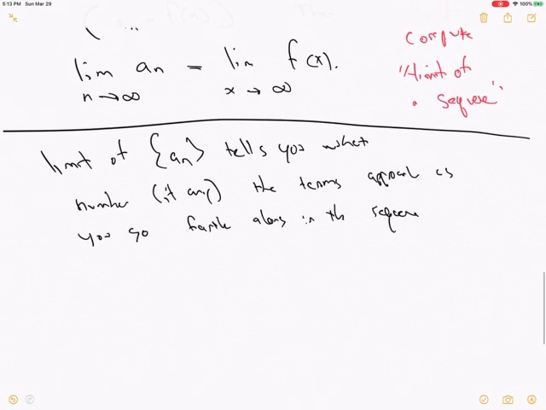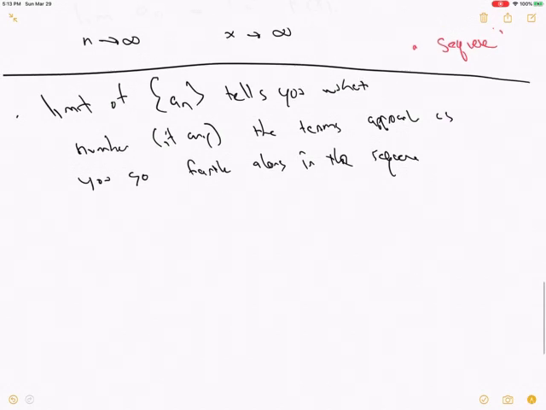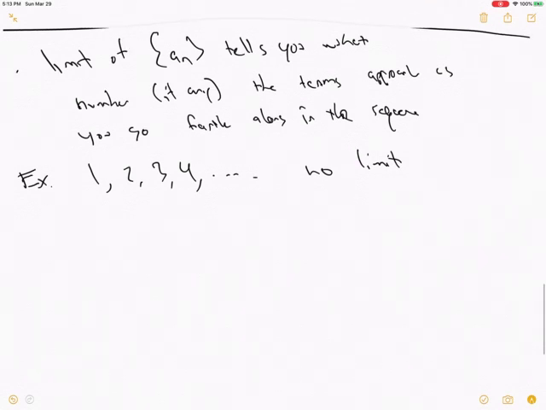Sorry for this bad handwriting. For example, if your sequence is 1, 2, 3, 4, etc., then there is no limit, because the further out you go, the numbers aren't getting closer to anything. They keep getting bigger and bigger.